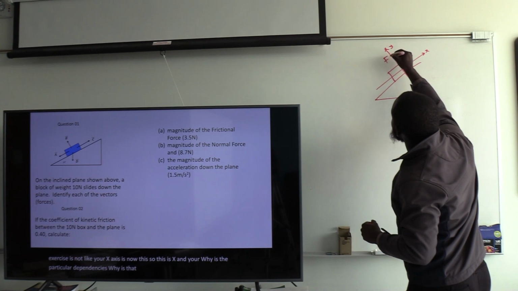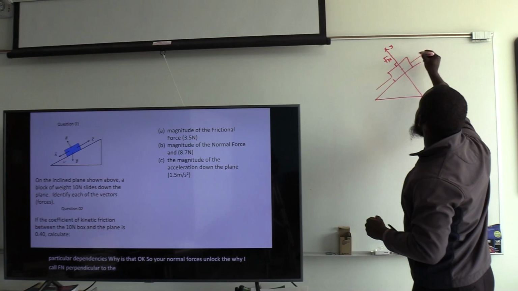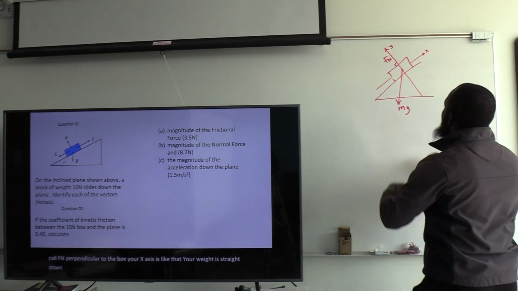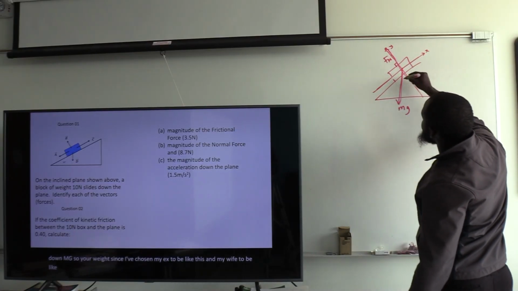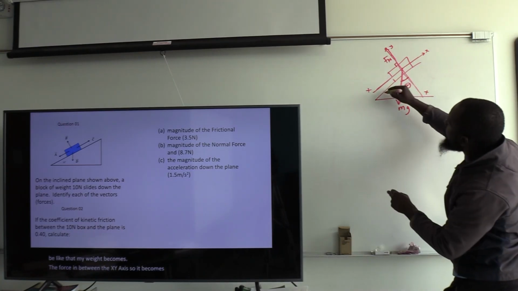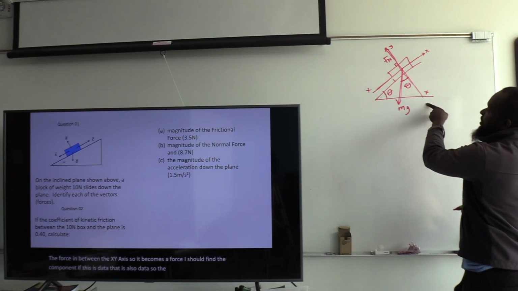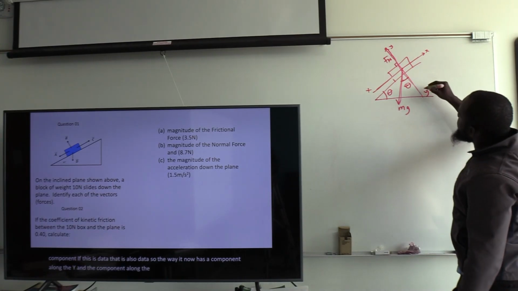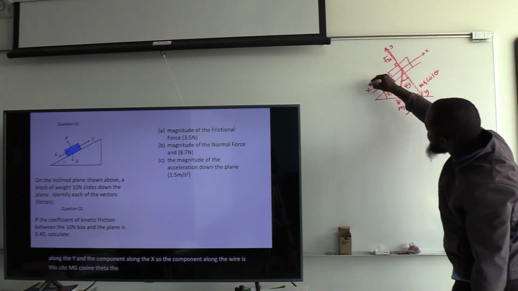So your normal force is along the y. I call it Fn, perpendicular to the plane. Your x-axis is like that. Your weight is straight down, mg. Since I've chosen my x to be like this and my y to be like that, my weight becomes a force in between the x and y axes. So I should find the components. If this is theta, that is also theta. So the weight now has a component along the y and a component along the x. The component along the y is mg cosine theta. The component along the x is mg sine theta.